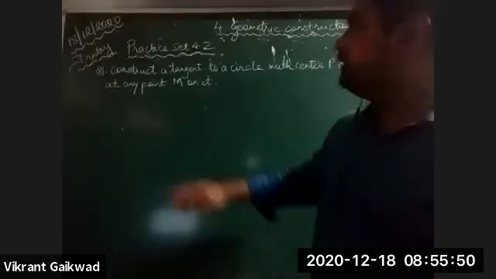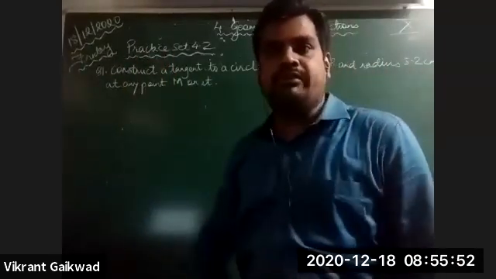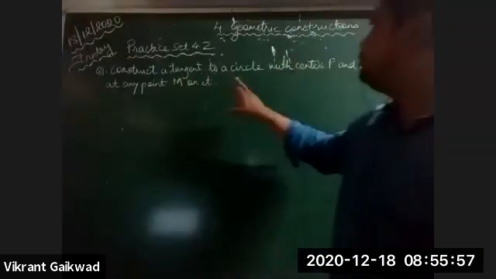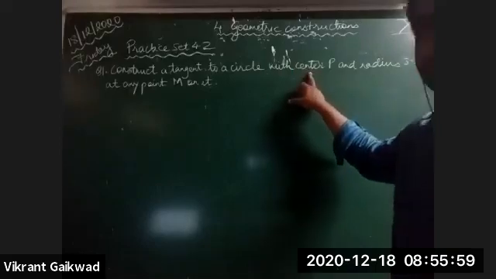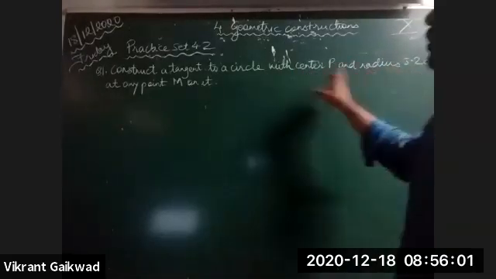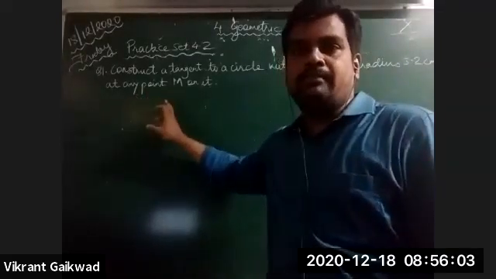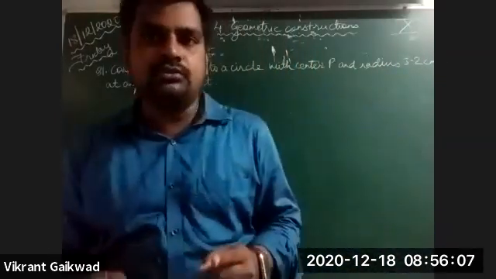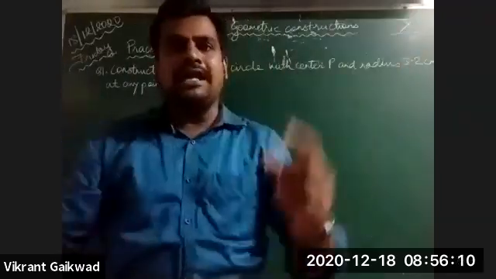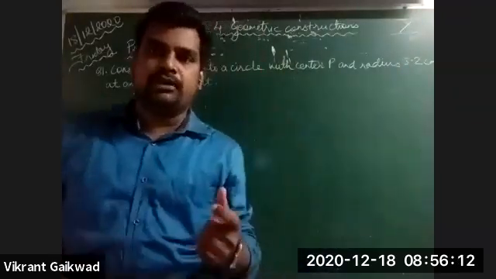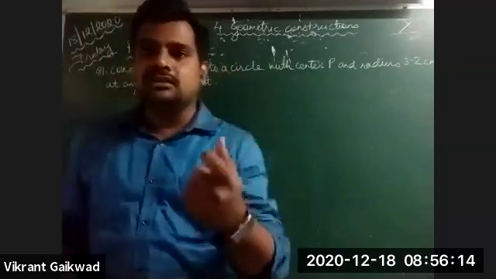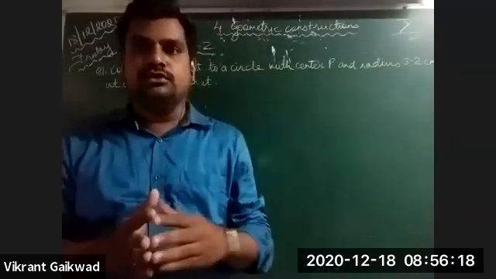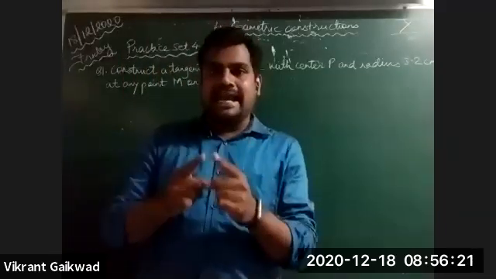Now, first we'll begin with practice set 4.2, question number 1. In this question, understand the question first. Construct a tangent to the circle with center P and radius 3.2 at any point M on it. So that means you have to draw a circle of radius 3.2 and mark any point on that circle, and from that point you have to draw the tangent.